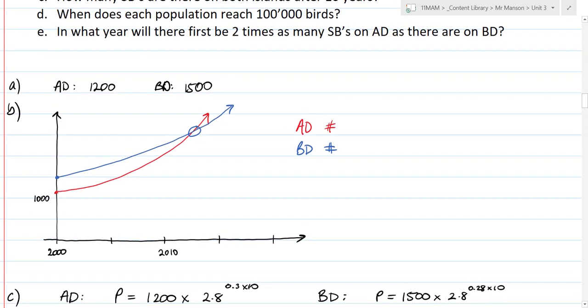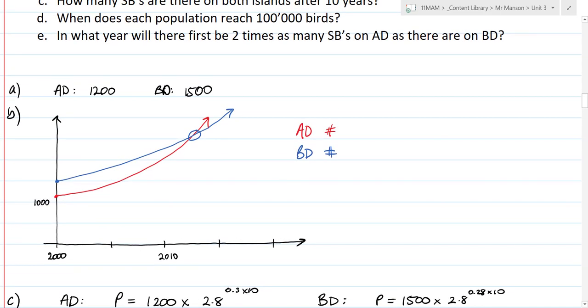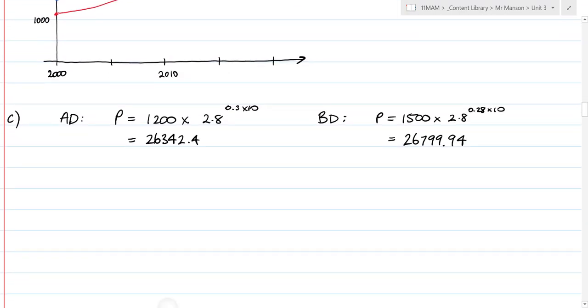D, when does each population reach 100,000 birds? So in this case, for AD, we want the population to be 100,000. So we put 100,000 here, and that's equal to 1,200 times 2.8 to the power 0.3T.